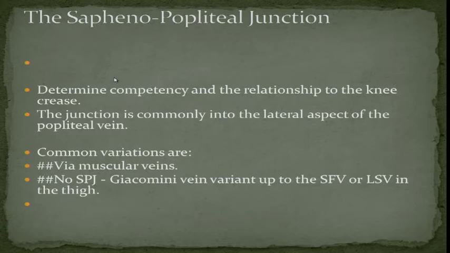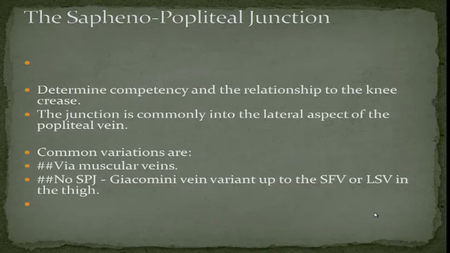So in institutions where they do and the patient does go in there, you have to take a surface marker like a Sharpie or a skin surface marker and mark, with an X or with a line, where the lesser saphenous vein is entering the popliteal vein. The junction is commonly into the lateral aspect of the popliteal vein, and you obviously want to know there are variations, the muscular veins. If you do not identify the sapheno-popliteal junction, there is a Giacometti vein, which is a normal variant, and this vein will go straight up to the superficial femoral vein and drain there.